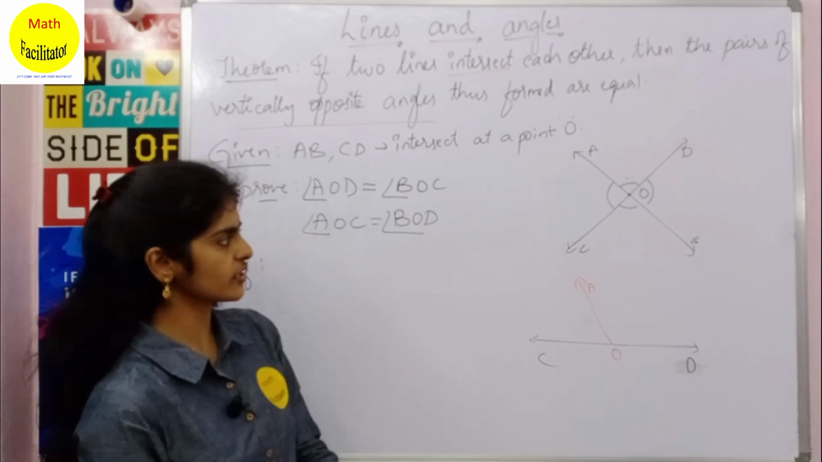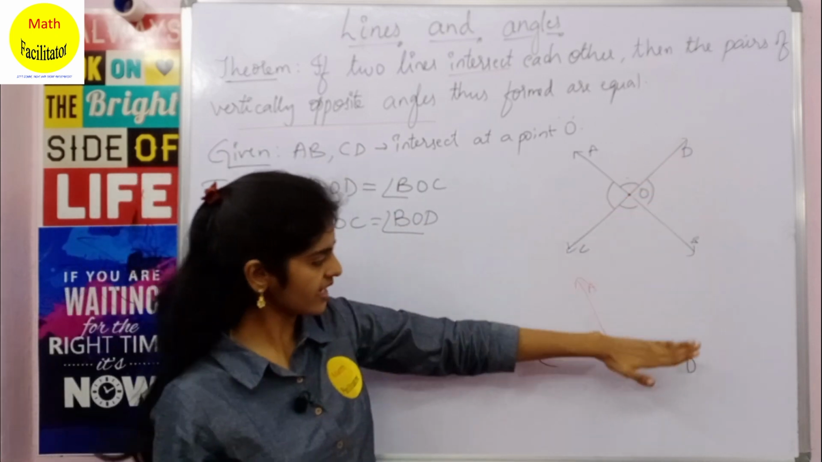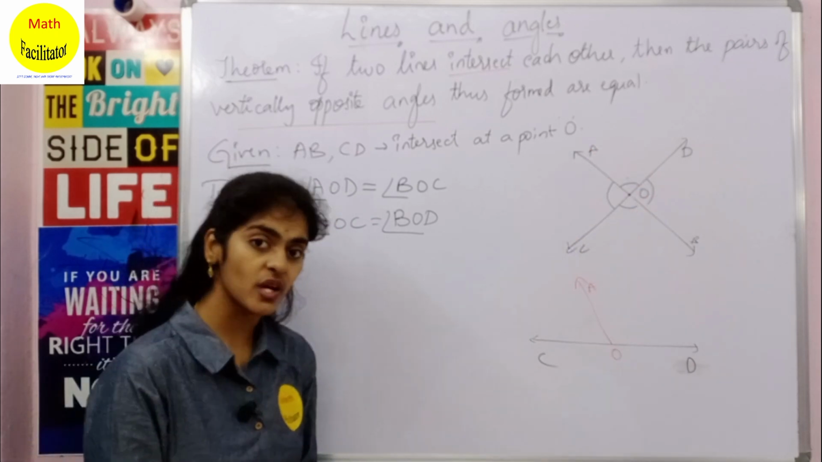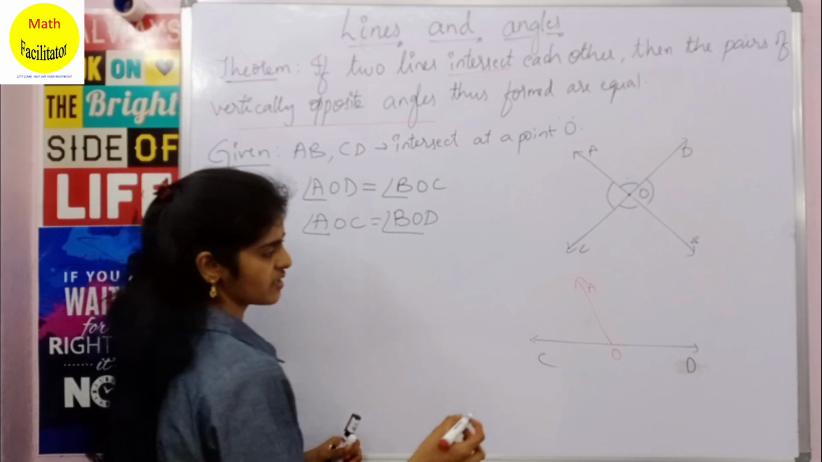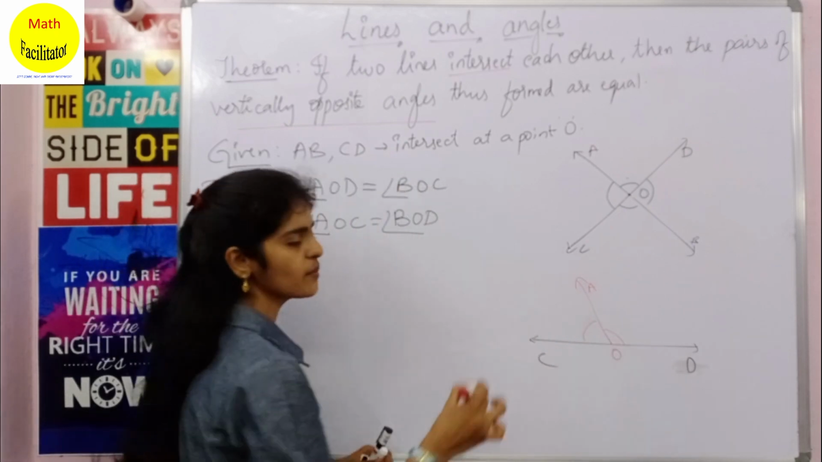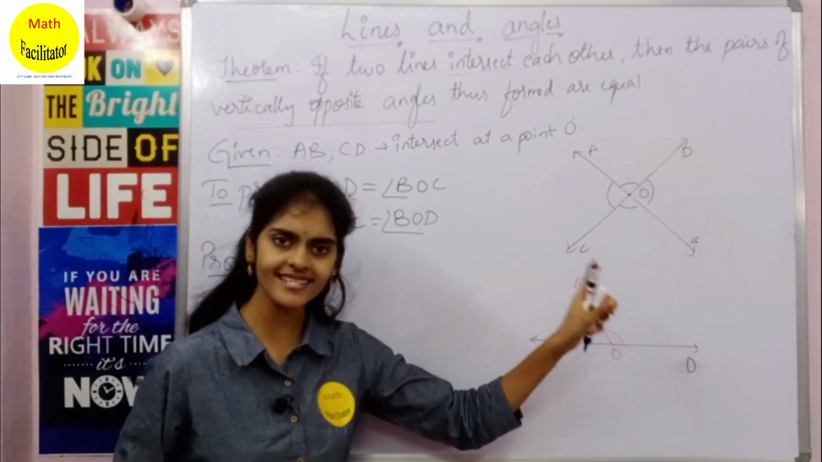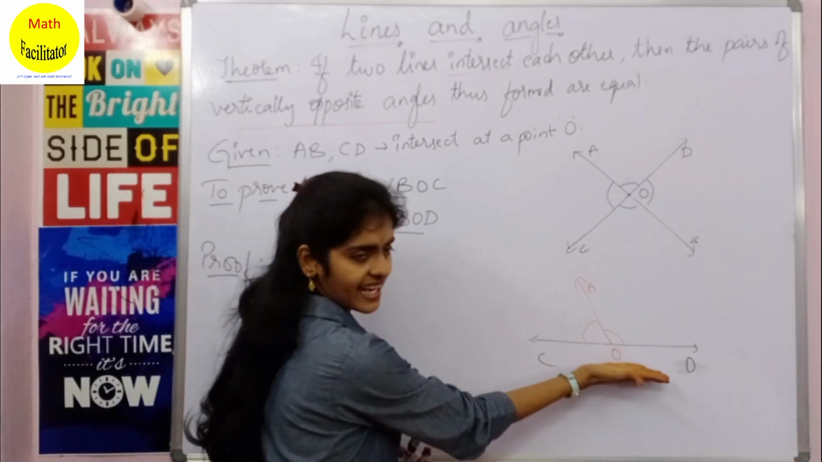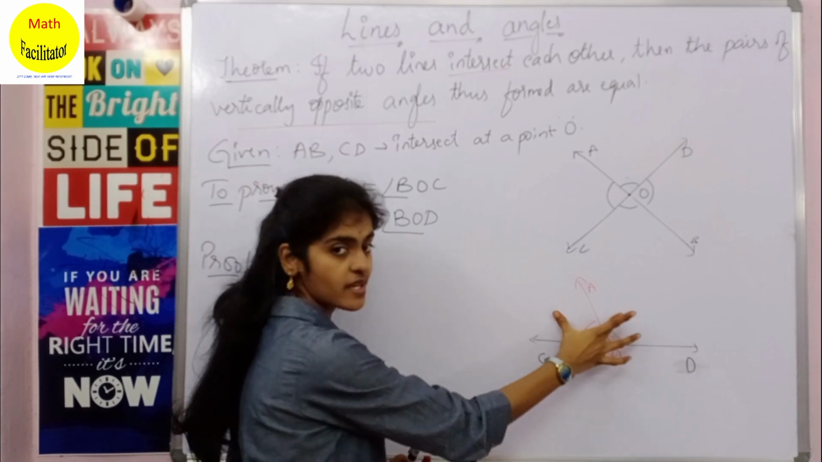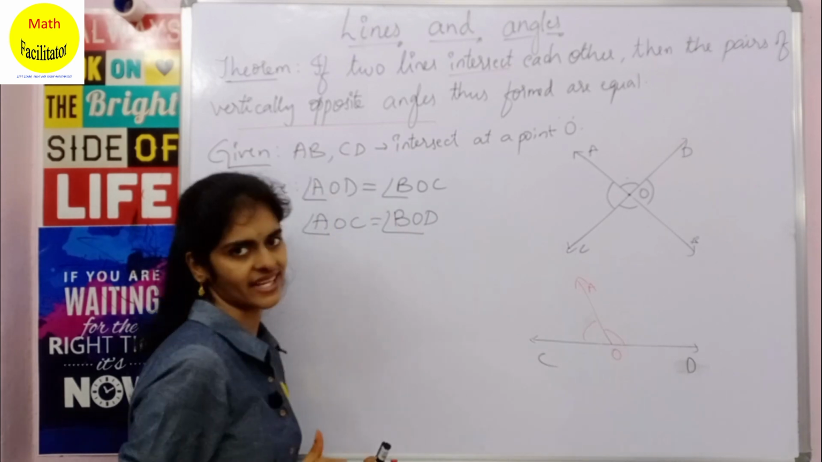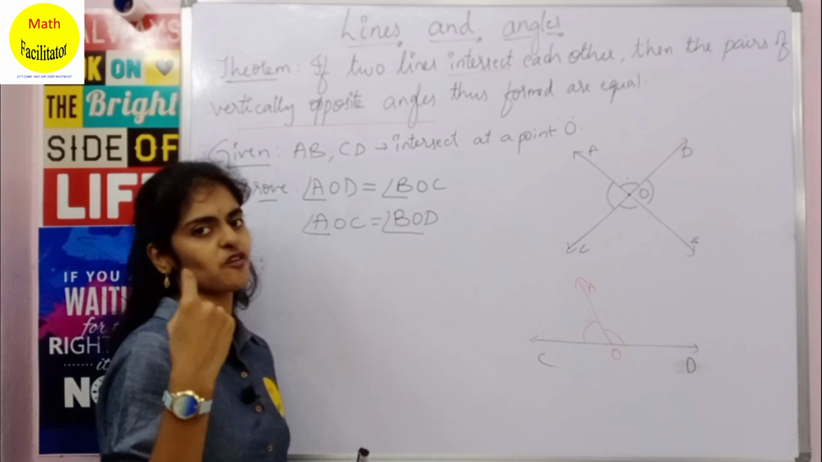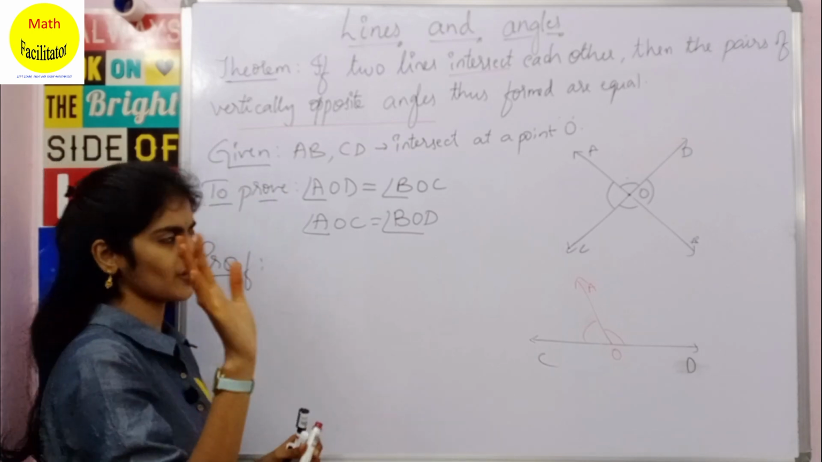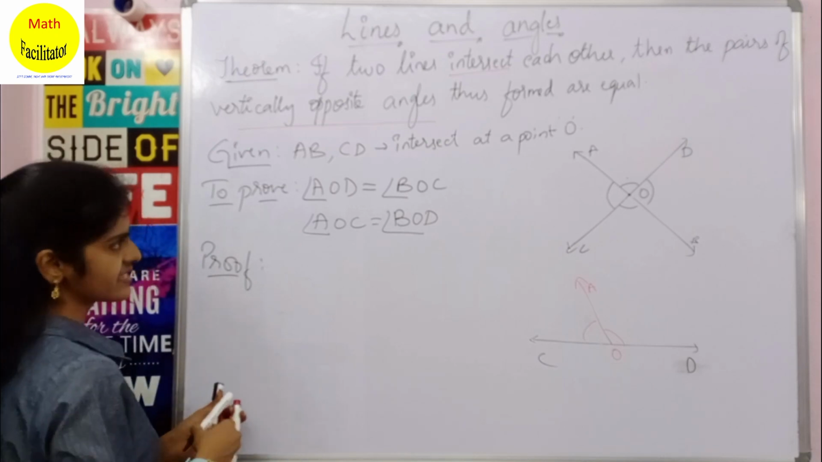Clear? Now just look here, CD is a straight line. So on CD what do you have? You have ray OA. Now you have learned using the linear pair axiom that the sum of these two angles is 180. If a ray stands on a straight line, the sum of the angles so formed is 180. Okay, using the linear pair of angles axiom. So now let us write it here.